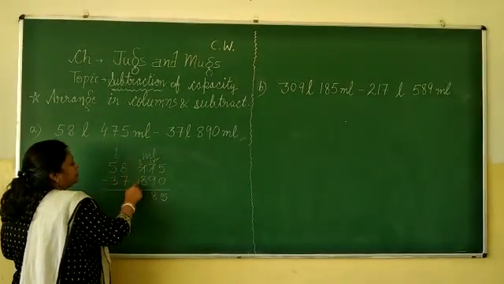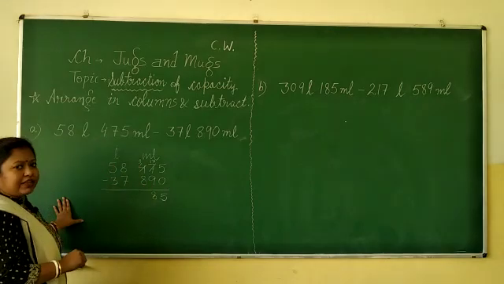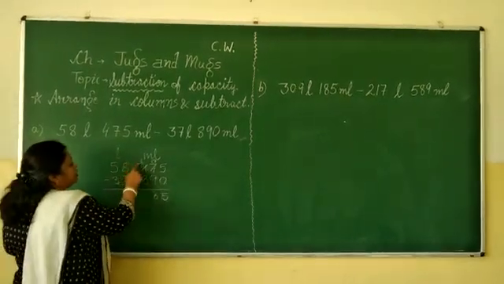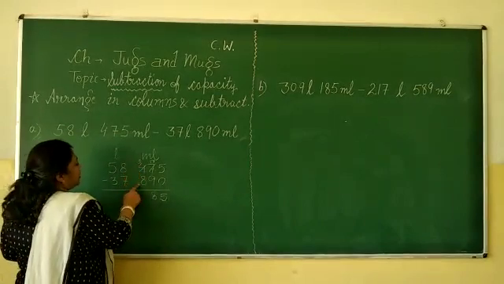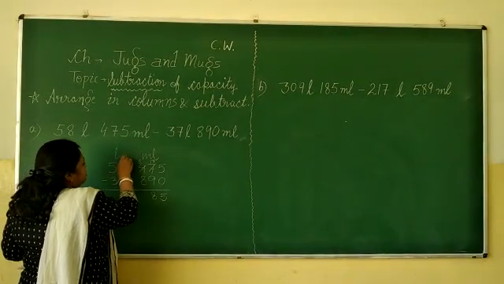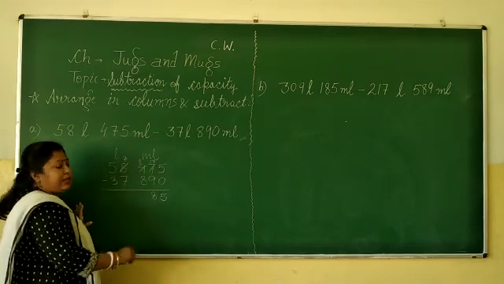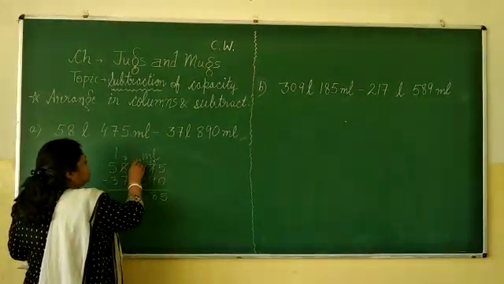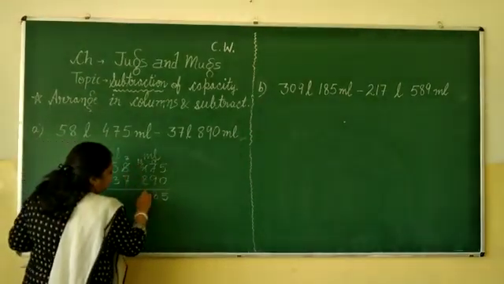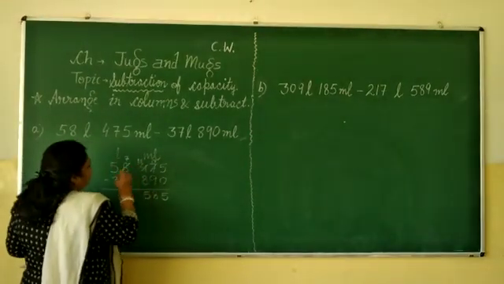Again, in our next column we have 3 minus 8. Here we also need to borrow because 3 is a smaller digit than 8. So we will borrow from here. This 8 becomes 7 and this 3 becomes 13. Okay, children. So 13 minus 8, children, it's 5.